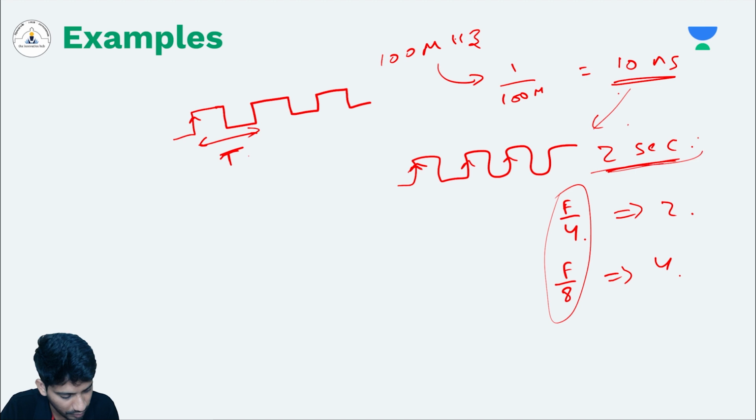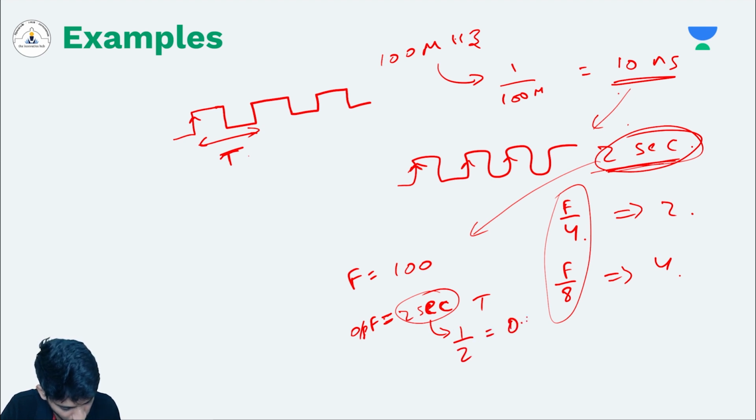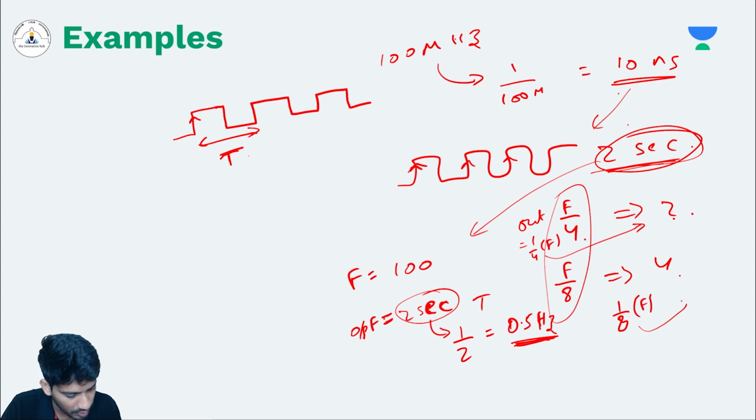So let's find out what the frequency is. 100 megahertz is my main frequency and 2 seconds is my output time period, not frequency. So that frequency will be 1 by 2, which is 0.5 hertz. This is my output frequency, right? If the output frequency is 1 by 4 times of f, then I need to count up to 2. If the output frequency is 1 by 8 times of f, then I need to count up to 4.